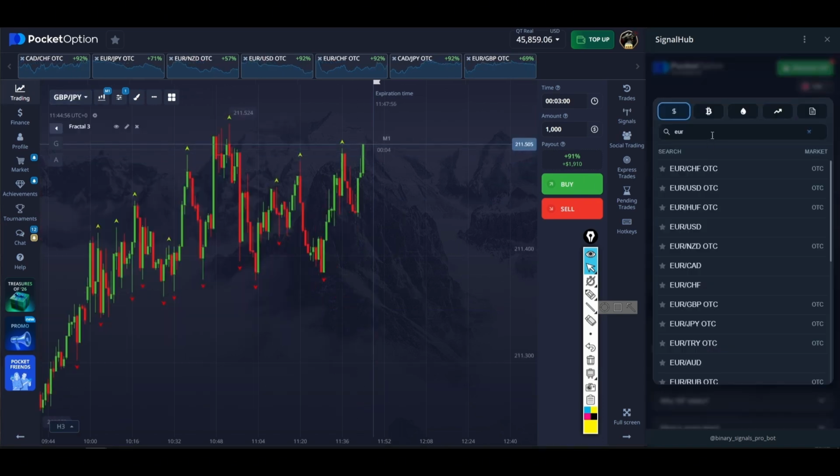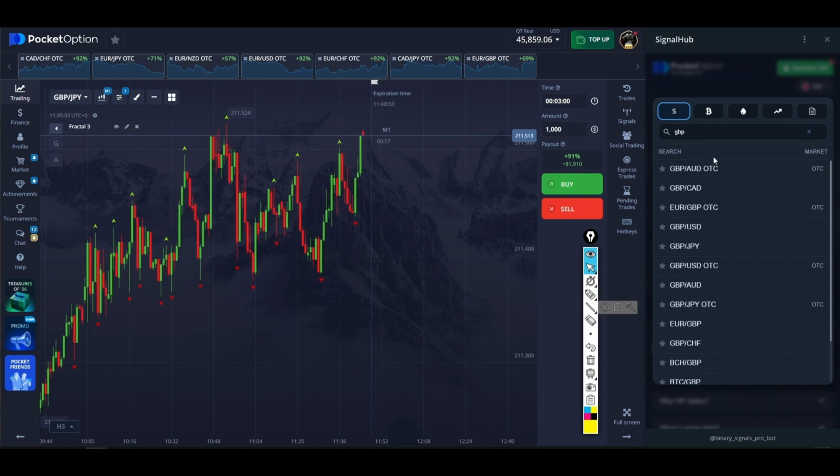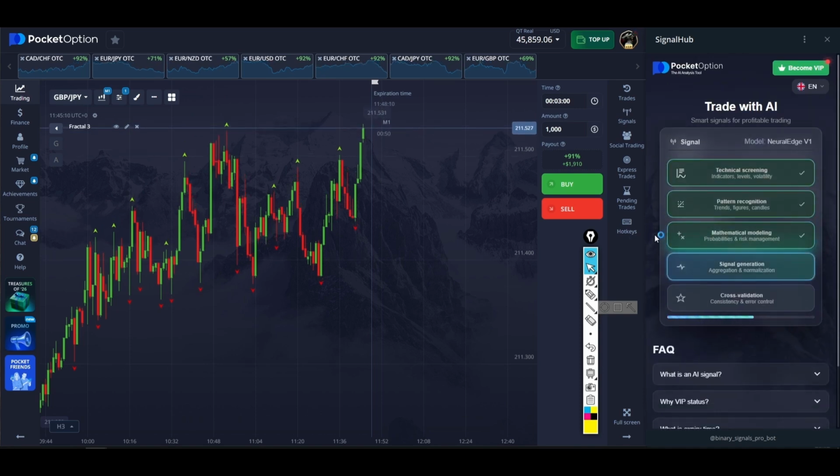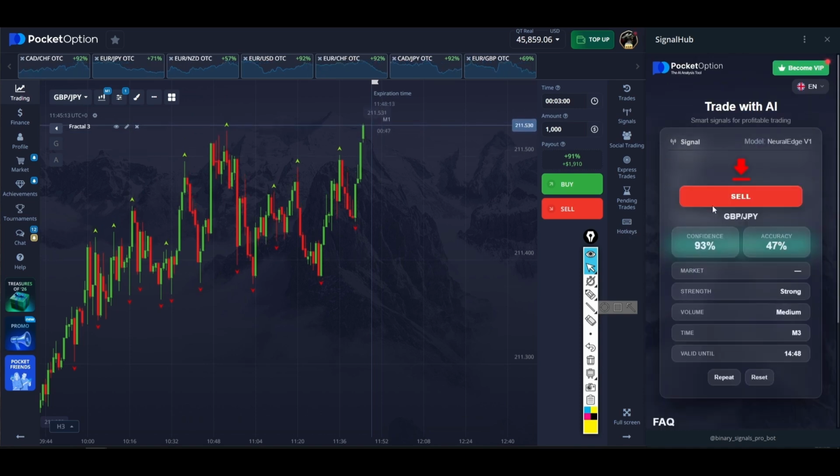All right, let's stop on the Forex pair British pound versus the Japanese yen. I find it in the assets list, set the expiration to 3 minutes, and select the first AI model. We wait briefly, and the bot gives a sell entry. Now, let's take a closer and more detailed look at this asset.